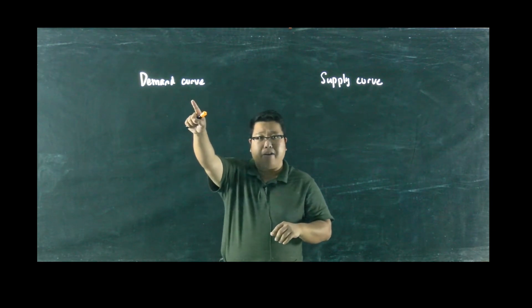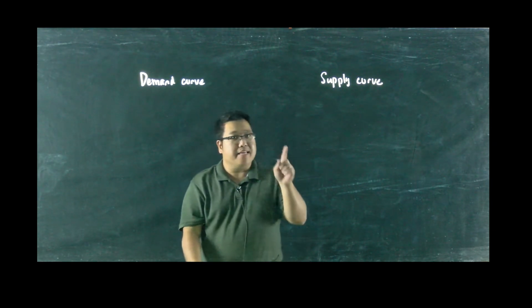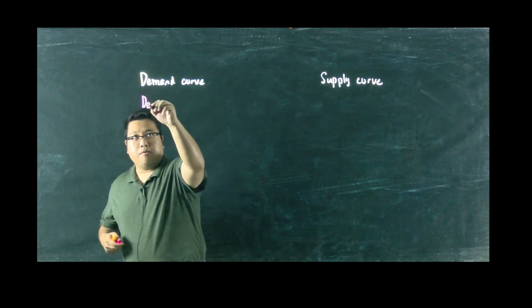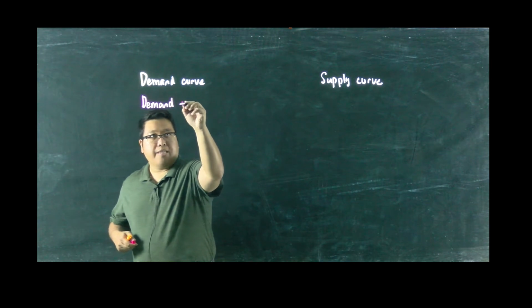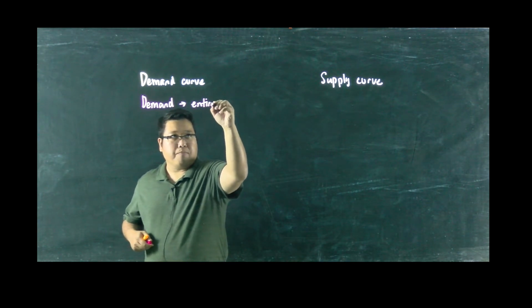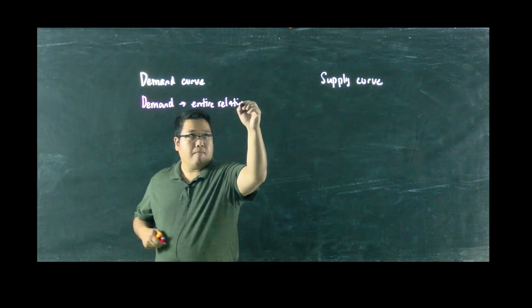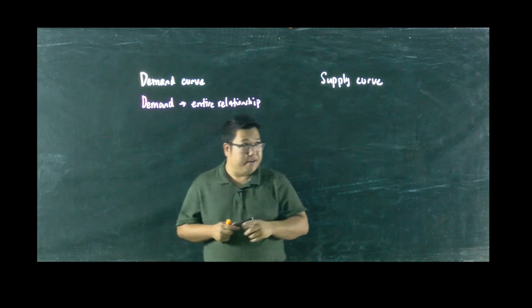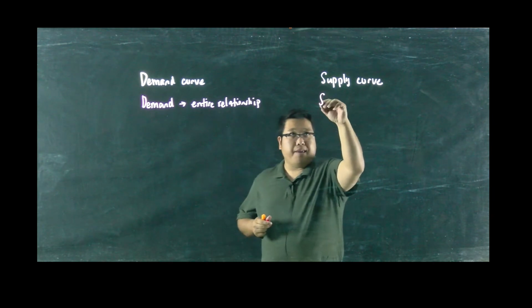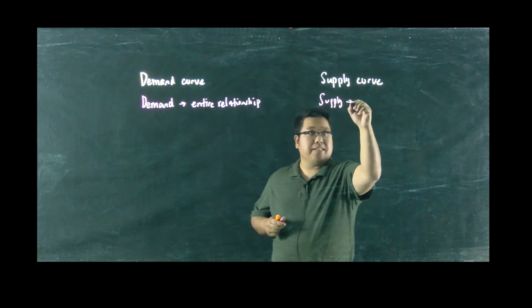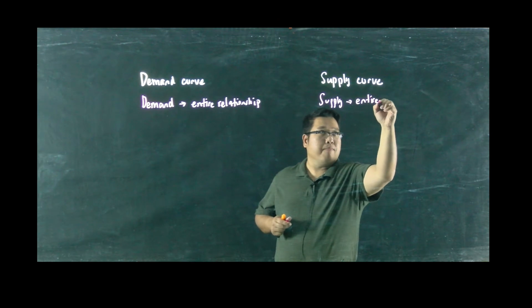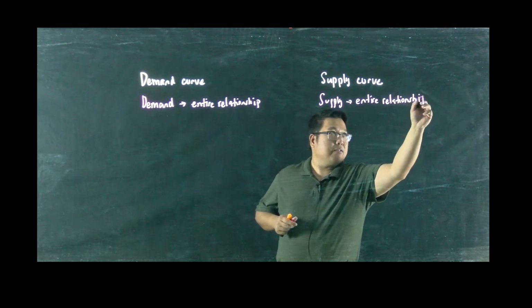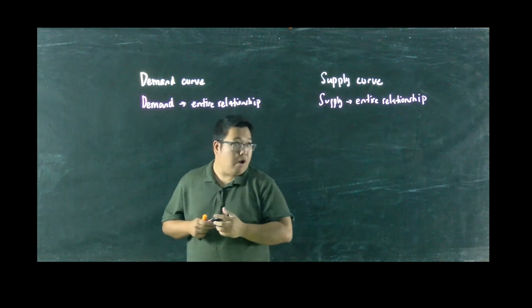Now, when you say demand curve, that's the graph, but demand is an entirely separate thing. So demand is the entire relationship between price and quantity demanded. Supply, same idea. For supply, this is the entire relationship between price and other factors and quantity supplied.